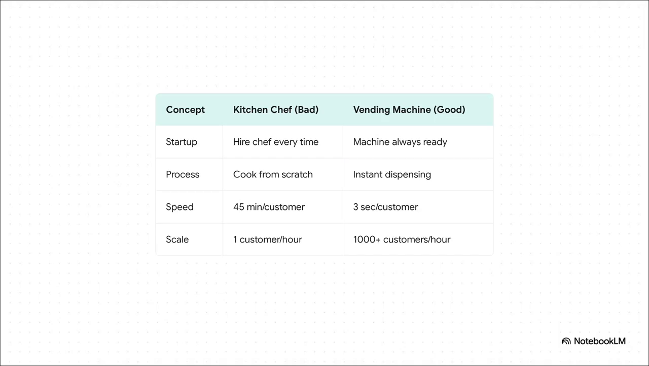That bad code approach, it's like hiring a brand new personal chef for every single customer that walks in. They have to run to the store, buy all the ingredients, cook the meal from scratch, and then they quit. It's unbelievably slow and ridiculously expensive. The vending machine, on the other hand, you stock it up once and it's ready to go. It can serve thousands of customers instantly.